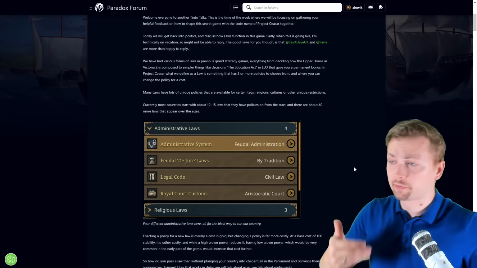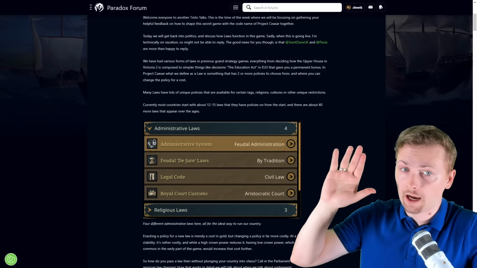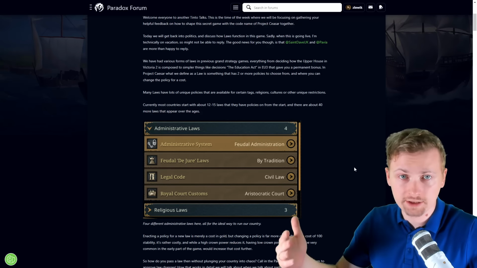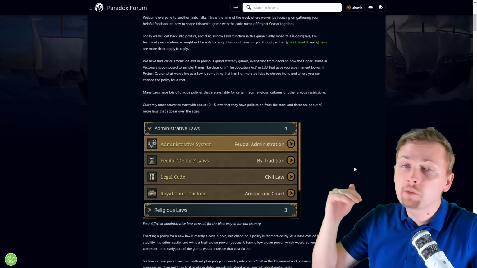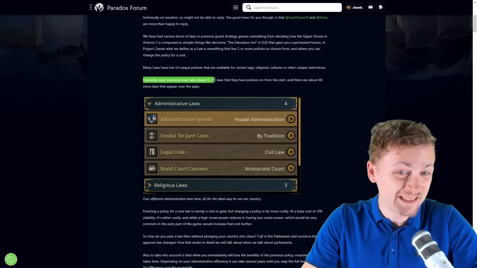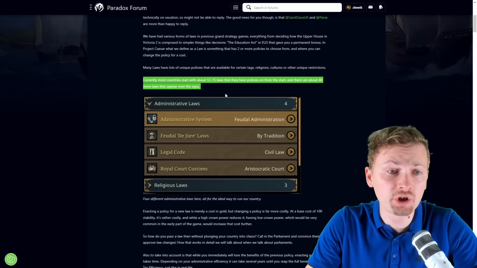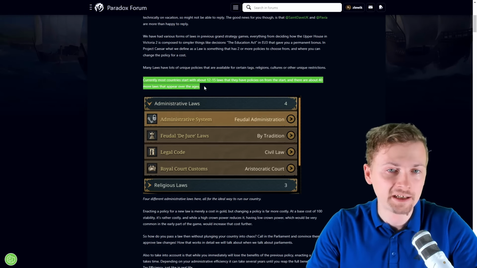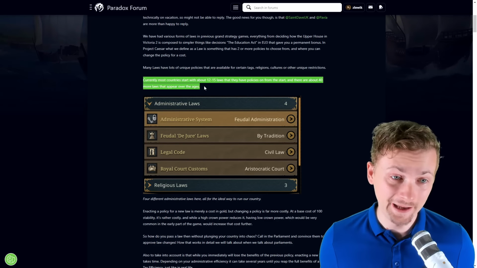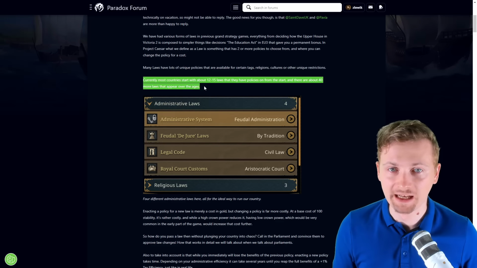So what's the difference between a law and a policy? The easiest explanation is that, let's say, a law about your dynasty and succession, so this is a law, will have multiple policies to choose from. You see that currently most countries start with about 12 to 15 laws that they have policies on from the start. There are about 40 more laws that appear over a game. So if we say there are 4 policies per law, we can expect even around 200 policies in the game, but of course it's just a guess from my side.